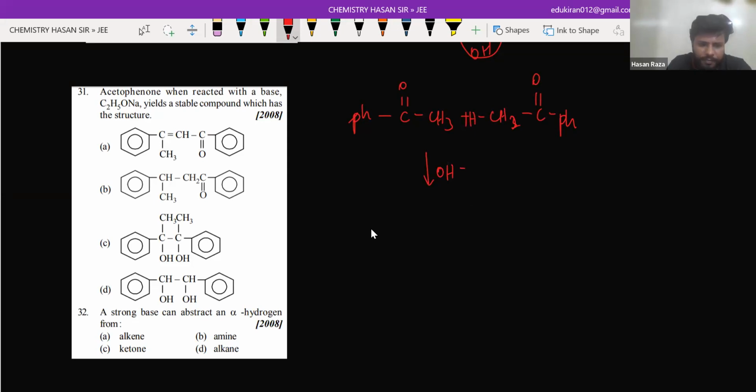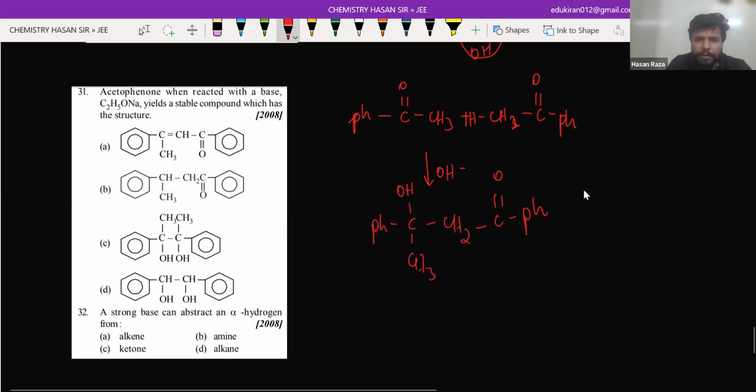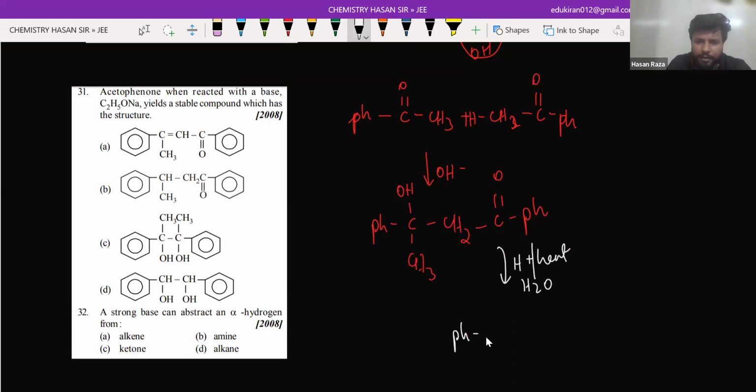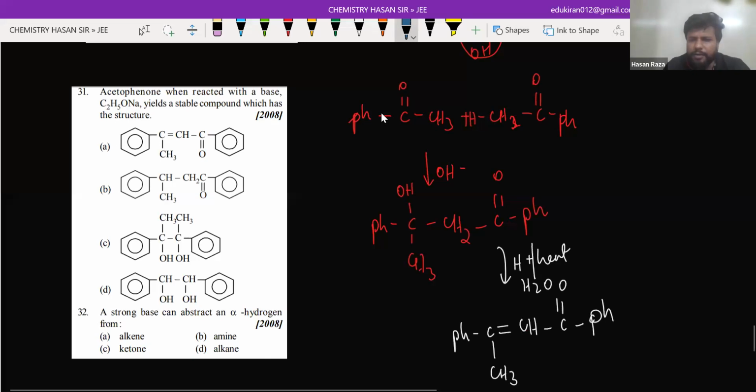What you need to do, very simple it is, Ph, and then C double bond O. One will be reduced, COH, and then here it is CH3, and then comes your CH2, and then C double bond O, Ph. After this, H plus or heat in the presence of water. So you will be getting Ph, that means this benzene, C double bond, CH3, then comes your CH, C double bond, O, Ph. So according to this, you can see that this reaction is basically your aldol.